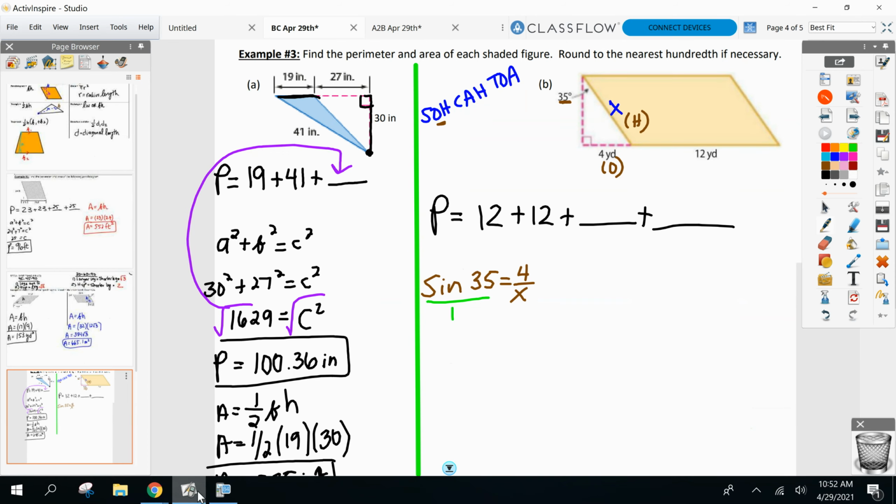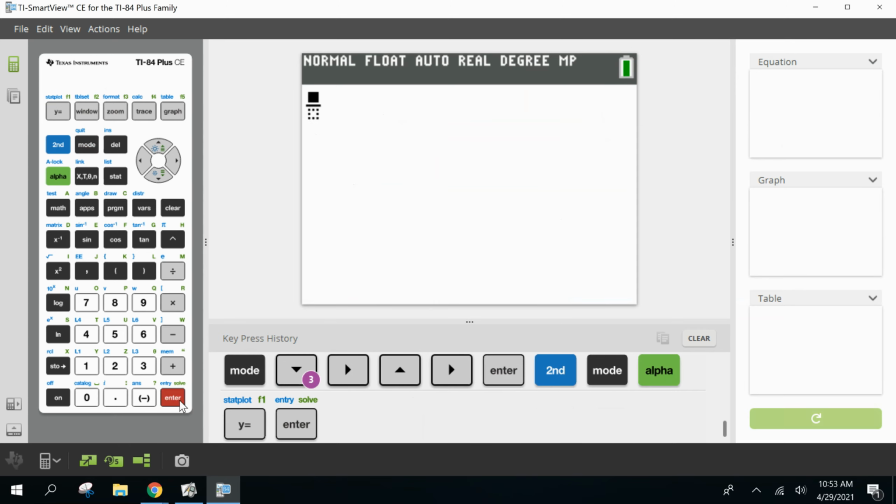So we cross multiply. What am I looking at there? Sine of 35 times x equals 4. How are you getting the x by itself? Divide both sides by the sine of 35. So I would use a fraction template, 4 divided by sine of 35. I'll do it with you. 4 over sine 35.